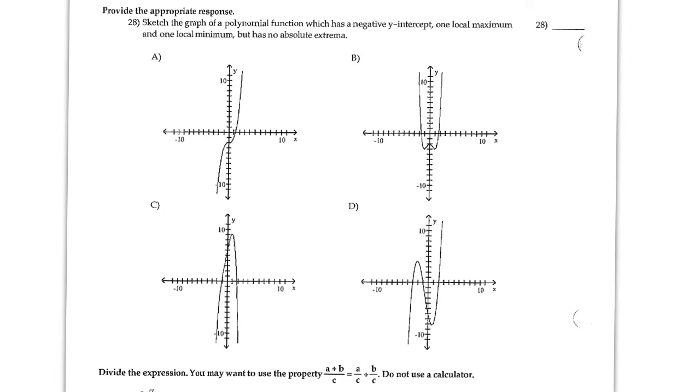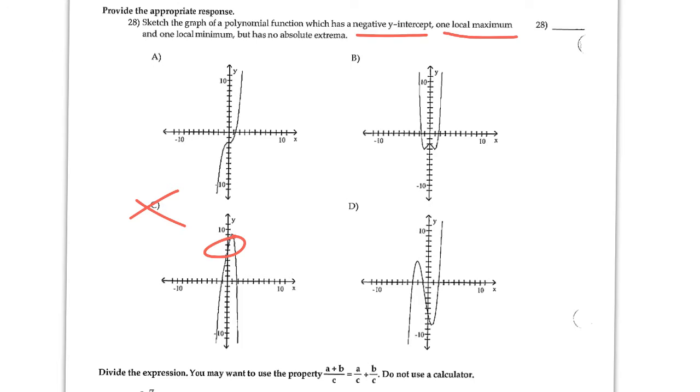Directions are a little weird on 28. It says sketch, but they're already all provided because I'm not going to have you actually physically sketch. You can just match to a graph. So sketch the polynomial function which has a negative y-intercept. Well, that throws that guy out. And that's probably the only one that gets thrown out by that.